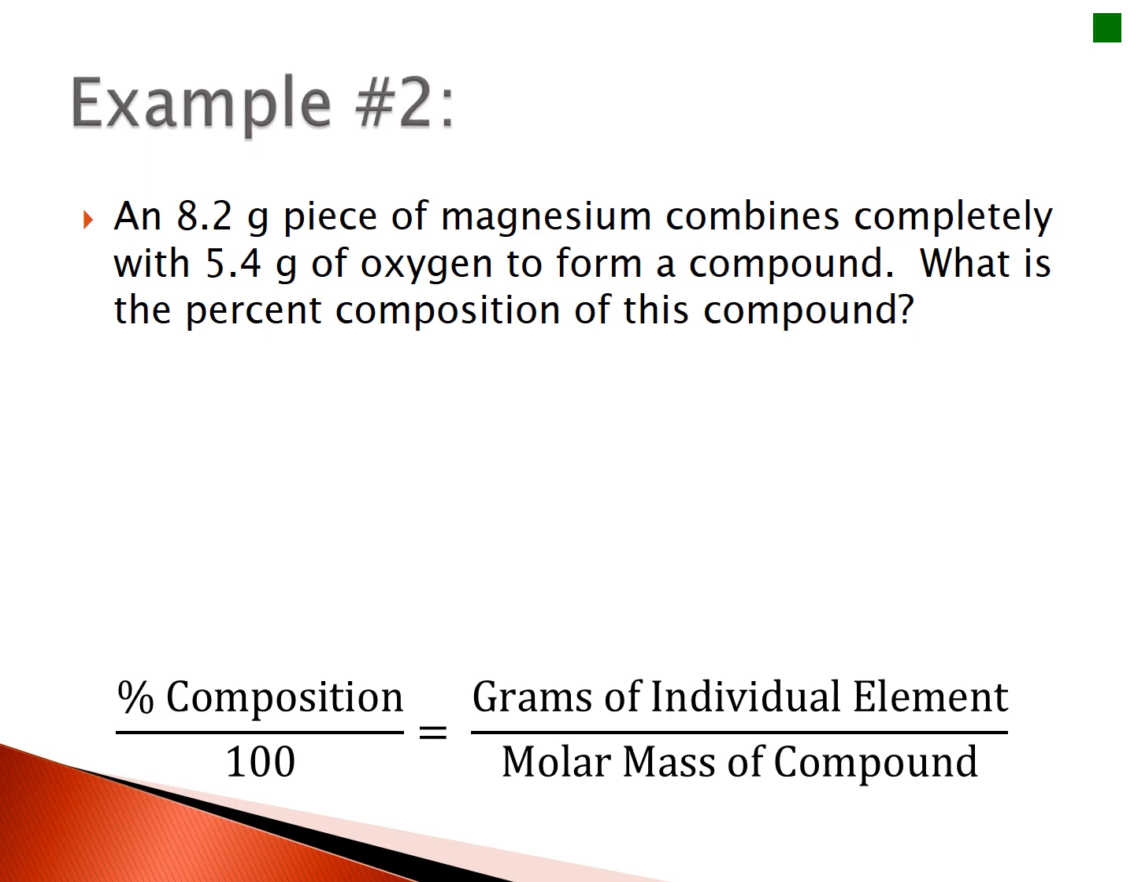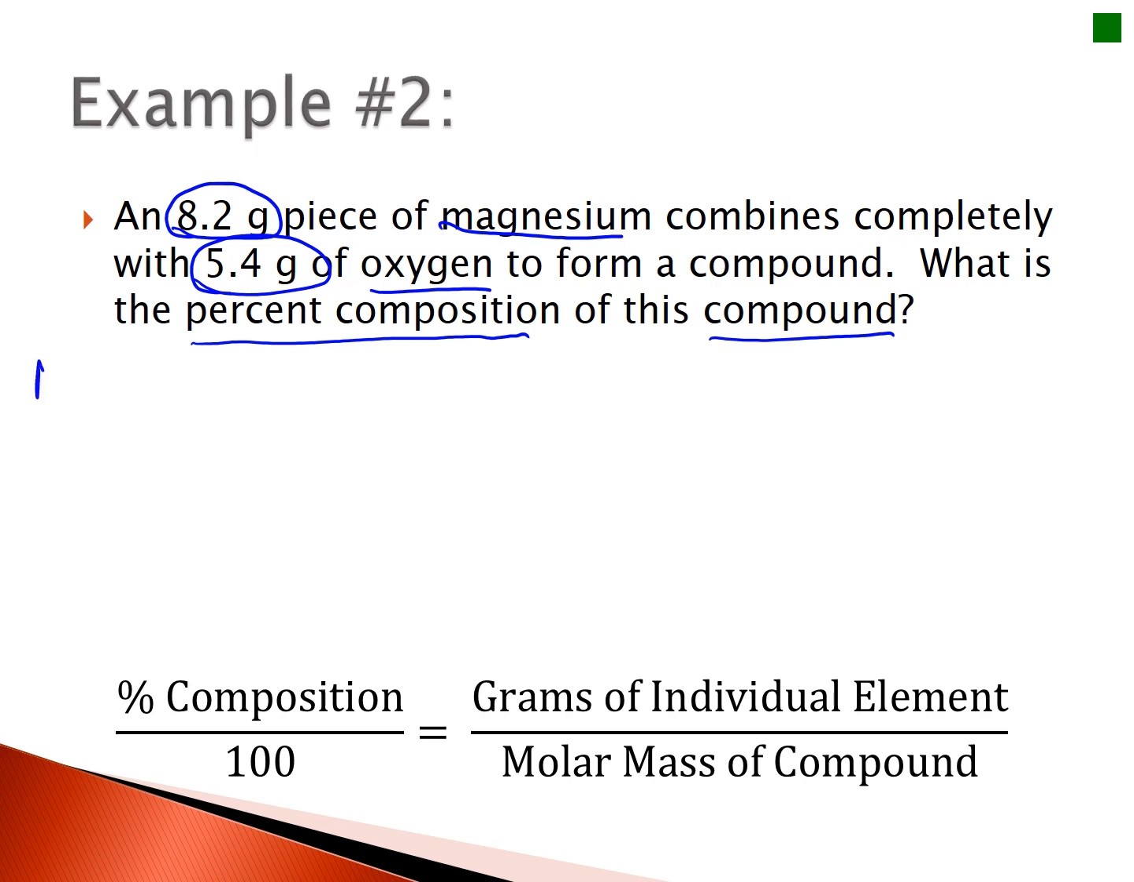All right. Example 2. Example 2 is when I give you more specific types of numbers. Instead of saying, hey, here's my formula, what percentage is magnesium or which percentage is oxygen, I give you literal amounts. So I know that I have 8.2 grams of magnesium and I have 5.4 grams of oxygen. And when I ask for the percent composition of this compound, for this one I'm going to do both of them.